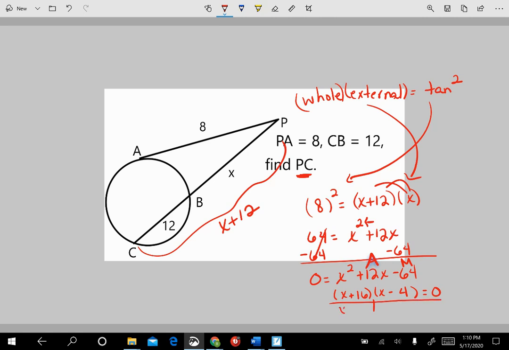Solving for x, so I get x equals a negative 16, and length cannot be negative, so I'm going to reject the negative 16, and I get x is equal to 4. Now, I was looking for the length of PC, and so PC is equal to 4 plus 12, which is positive 16. So PC equals 16.